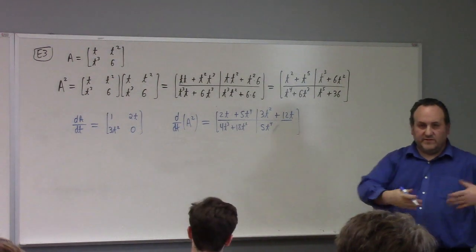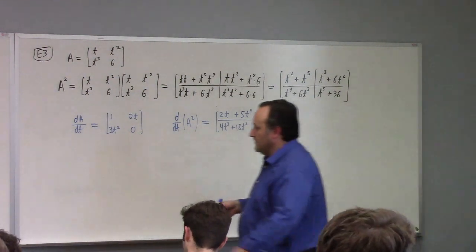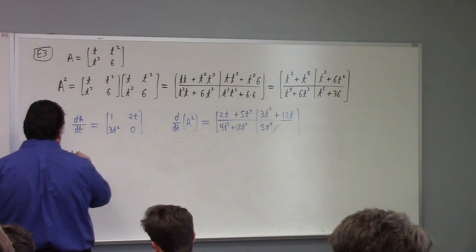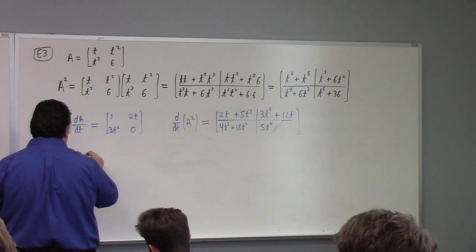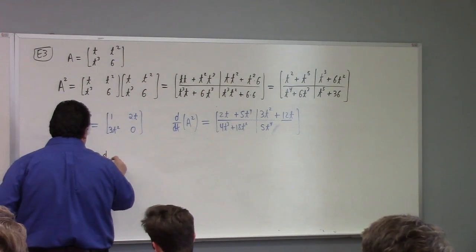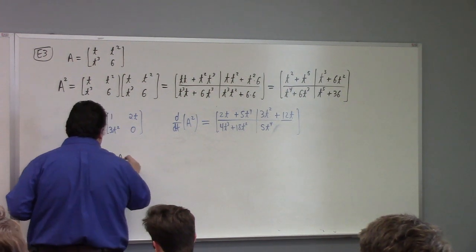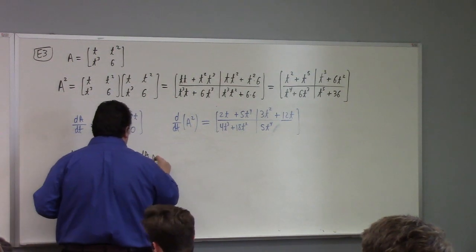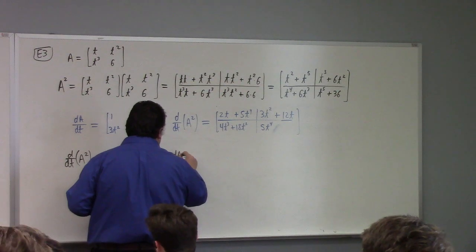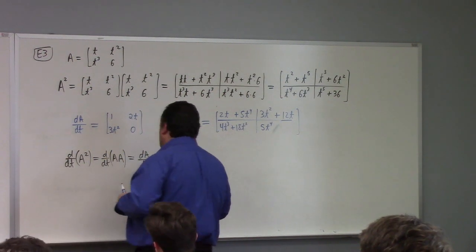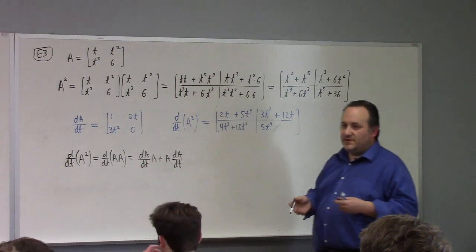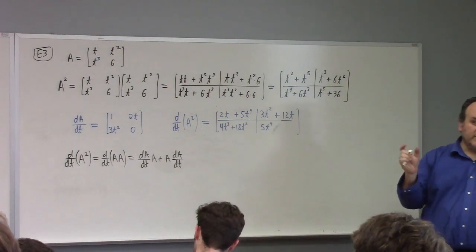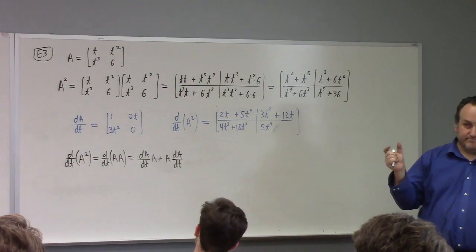Now, what is another way we could differentiate this? What is a squared? Right. So d/dt of a squared should also be equal to d/dt of a times a, which by the product rule should be equal to dA/dt times a plus a times dA/dt. Notice it's not necessarily 2 times dA/dt, because there really is no reason that a should commute with its derivative. It may or may not.